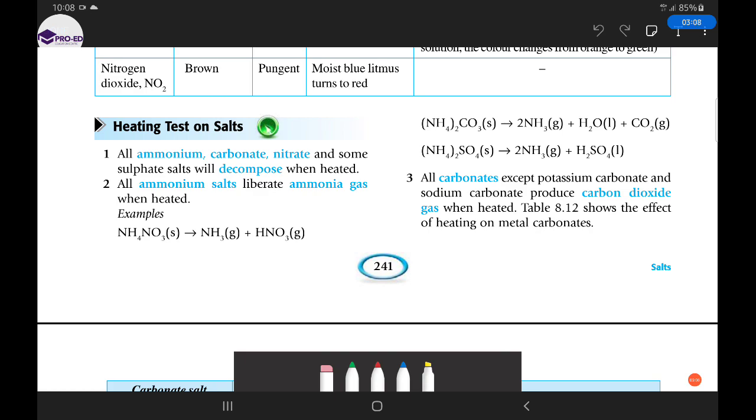Third one, ammonium sulfate will produce ammonia gas and hydrogen sulfate. It's liquid, it's not aqueous. If it's aqueous, then yes, it becomes an acid and shows its acidic properties. So now we just call it hydrogen sulfate.